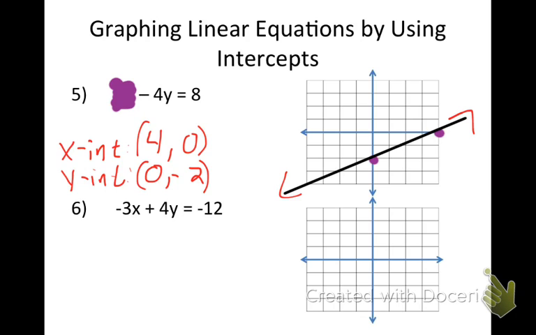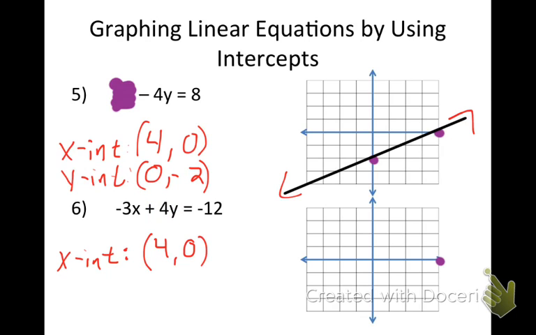6. Negative 3x plus 4y equals negative 12. I want to find my x-intercept. Bell, if I want to find my x-intercept, what am I going to cover up? What value should I cover up? I'm going to cover up the y. So I cover up the y. What's my x-intercept going to be here, Kyle? 4, 0, right? It's a coordinate. So I plot 4, 0.